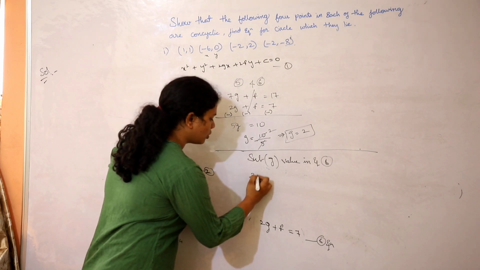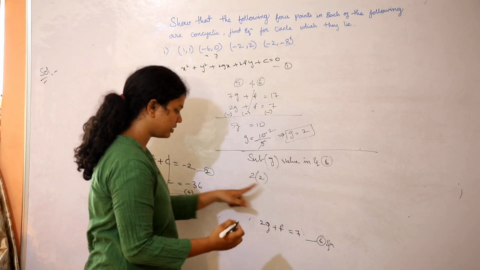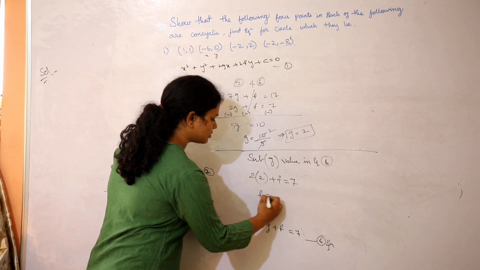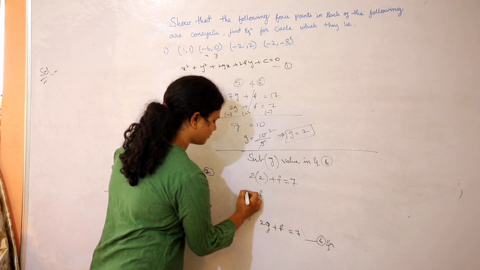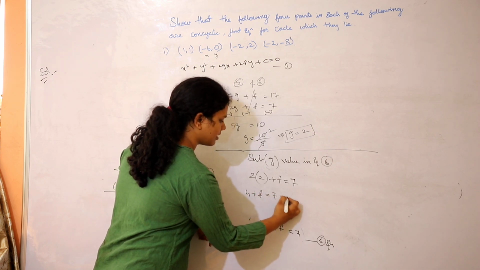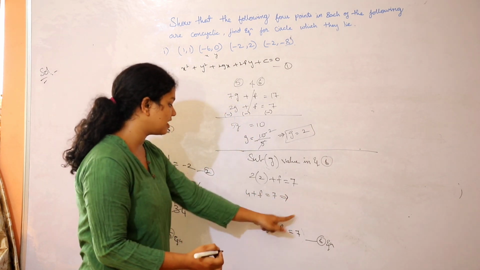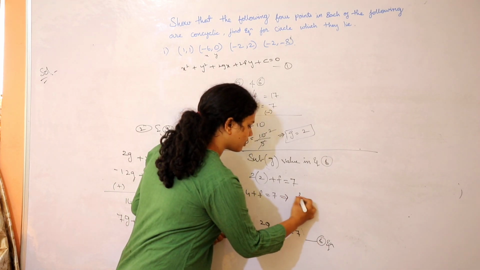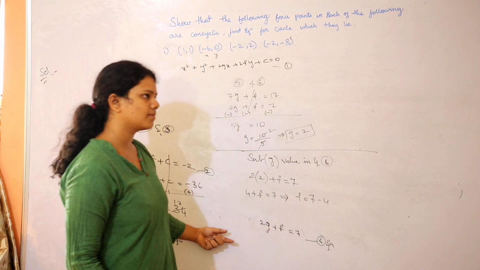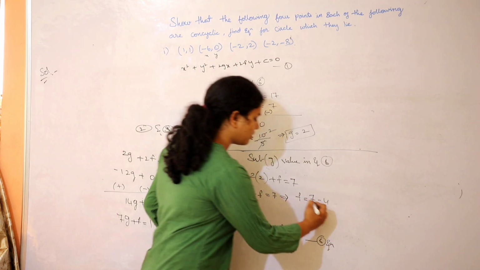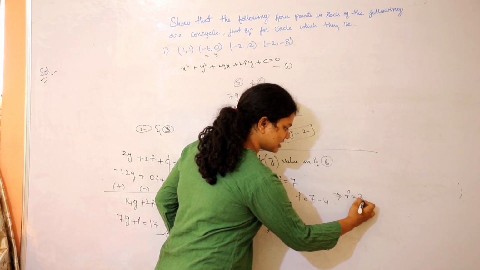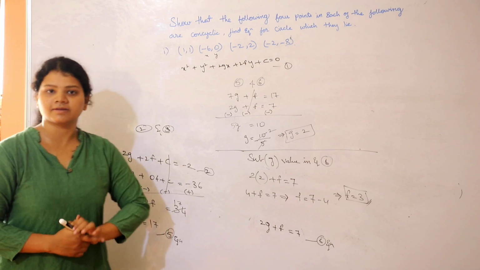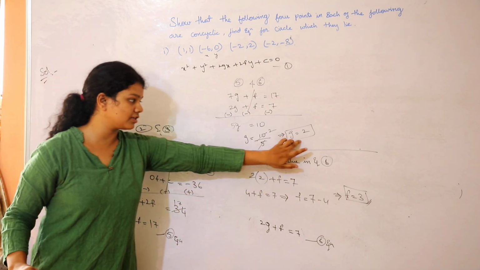So this becomes 2 into the g value, which is 2. 2 into 2 plus F equals 7. So it's 4 plus F equals 7. Take this 4 to the other side because I need the positive F value. This becomes F equals 7 minus 4. 7 minus 4, how much? 3, right? So F is equal to 3. Clear? I got G as 2, F as 3. Very good. We are done with these two values.